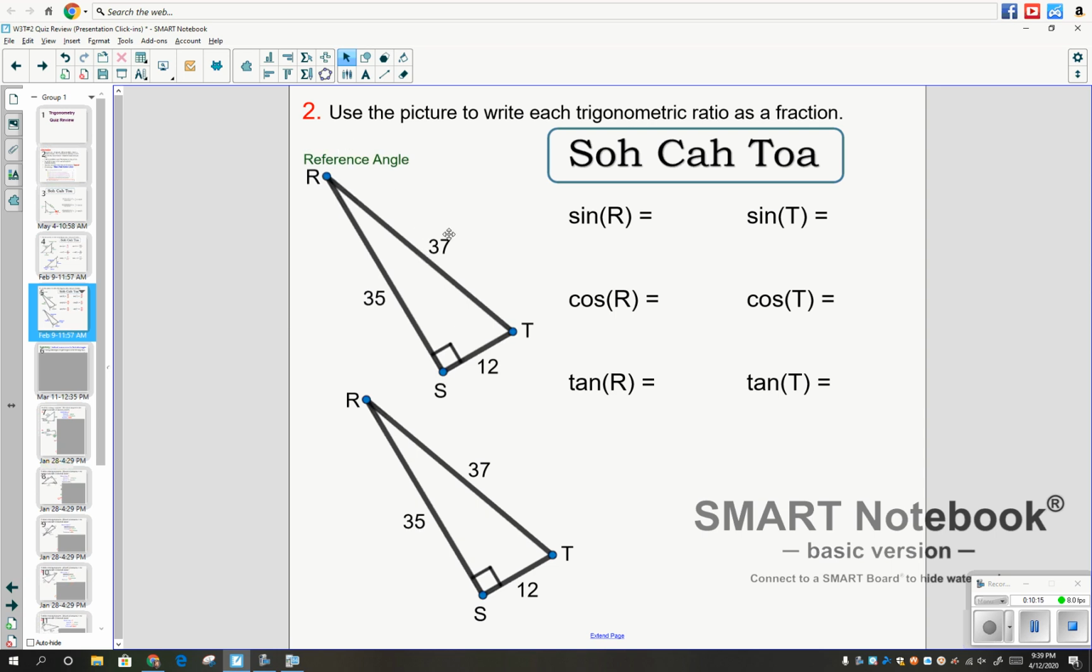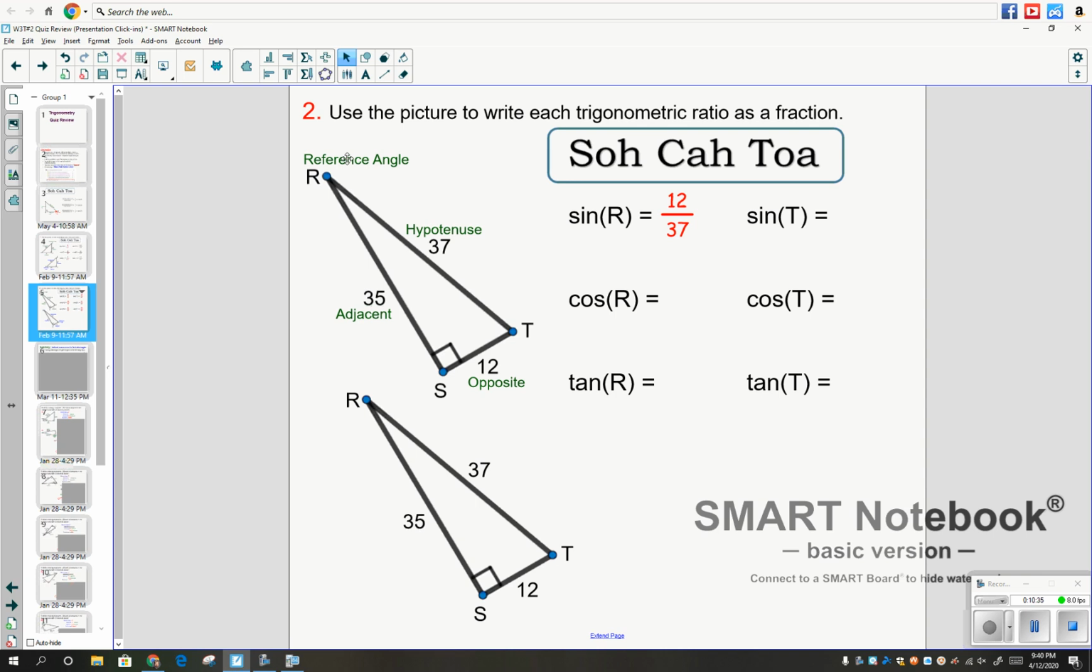37 is across from the right angle. It's the hypotenuse. 35 is next to angle R, so that's adjacent. 12, the side that's 12 is across, that's the opposite side. So sine of R is the ratio of what? Opposite over hypotenuse, 12 over 37.